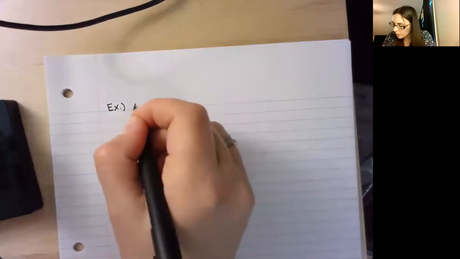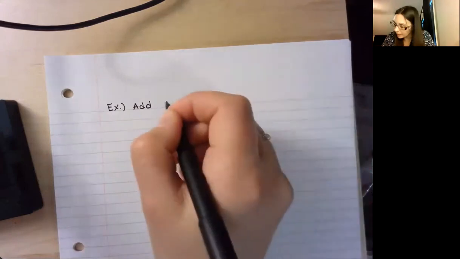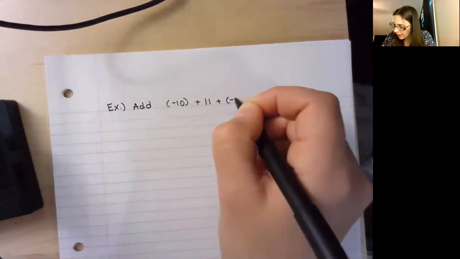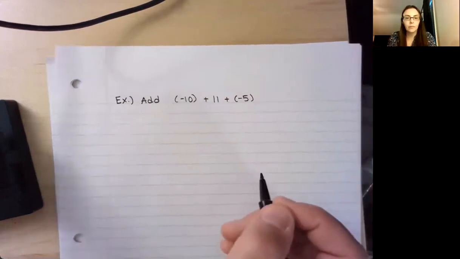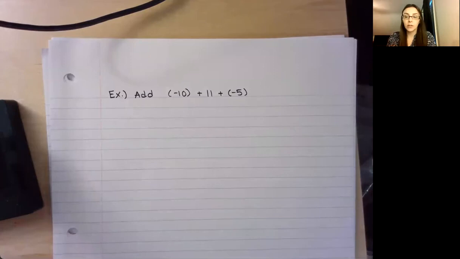Let's just do a couple more examples that are a little bit more involved. So let's say I wanted to add more than 2 digits, or 2 values. Maybe I want to add negative 10 plus 11 plus negative 5. Now, adding is commutative, so you could do this in any order you want to.